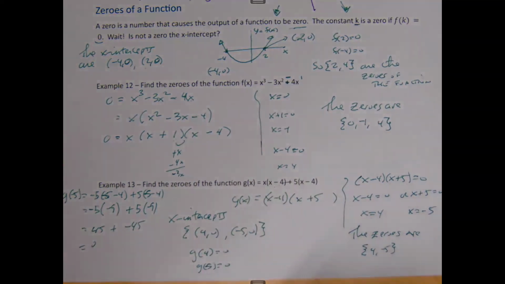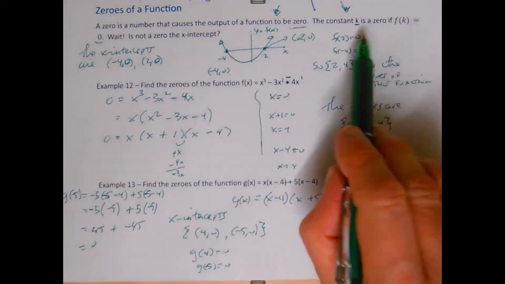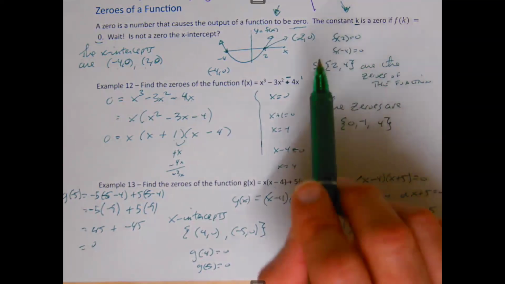And I can check the other one, but I won't right now. And those are the zeros. That's all a zero is. The zero is a number such that f of that number equals 0.